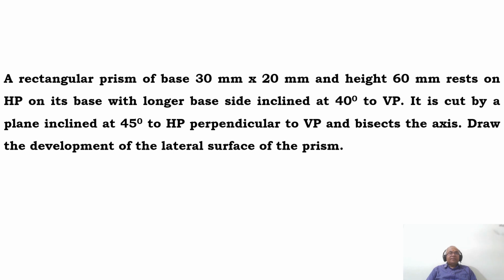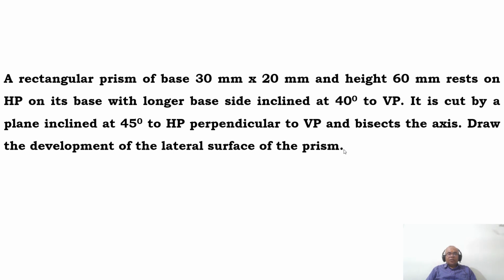The problem reads as: a rectangular prism of base 30 mm by 20 mm and height 60 mm rests on HP on its base with the longer base side inclined at 40 degrees to VP. It is cut by a plane inclined at 45 degrees to HP and perpendicular to VP and bisects the axis. Draw the development of the lateral surface of the prism.